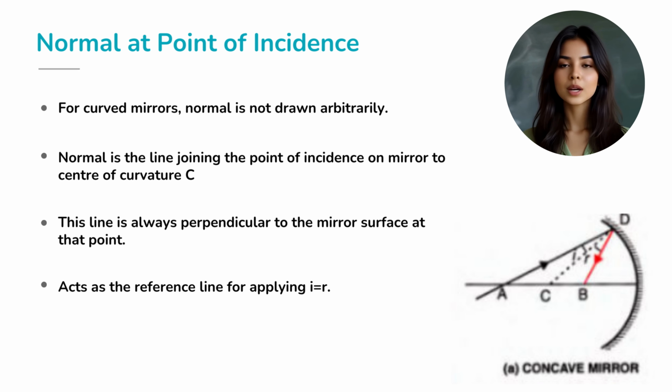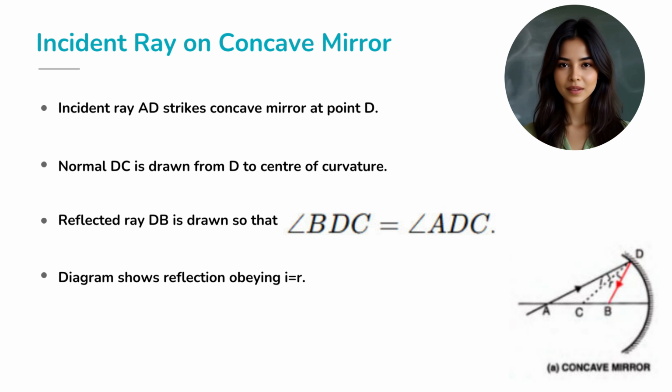Now comes the tricky part. How do you find the normal on a curved surface? Unlike a flat mirror where the normal is obvious, here the trick is to connect the point of incidence on the mirror with the center of curvature, marked C. This line is always perpendicular to the mirror at that point. That's why C is like the master reference, every normal points straight towards it. As you can see in the diagram, we first draw the normal DC before applying our golden rule, I equals R.